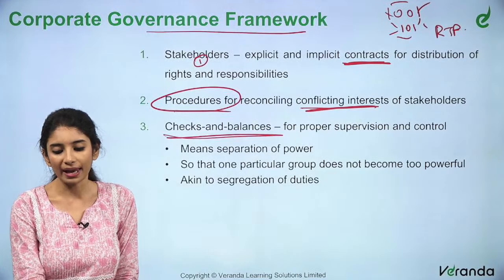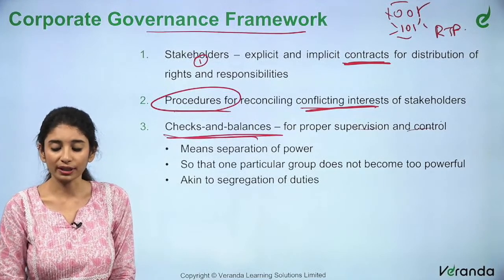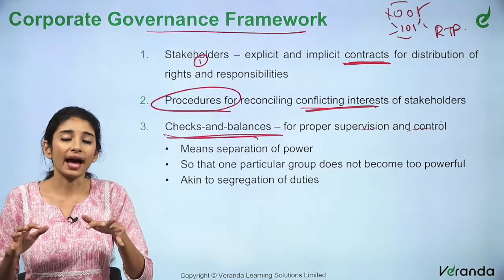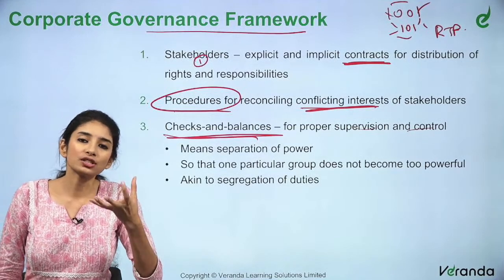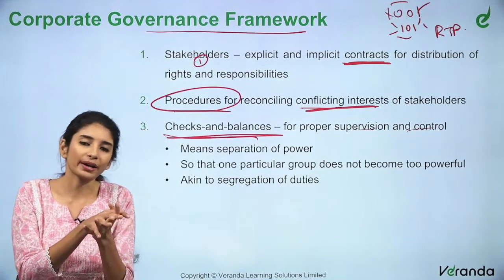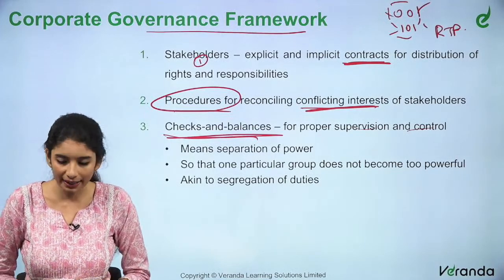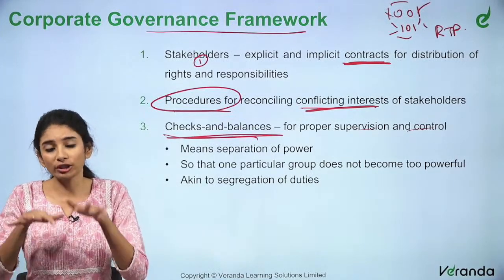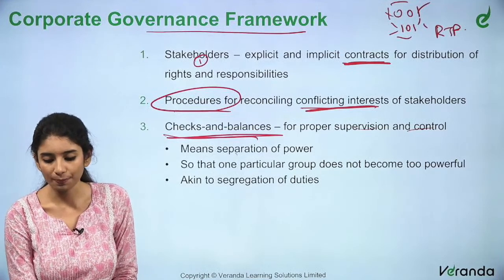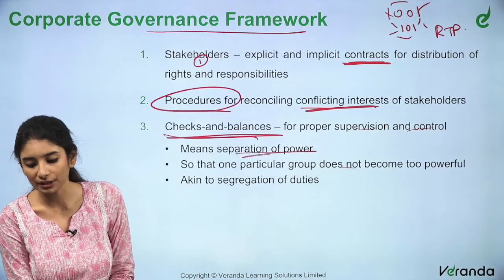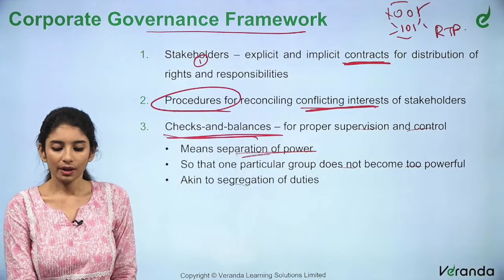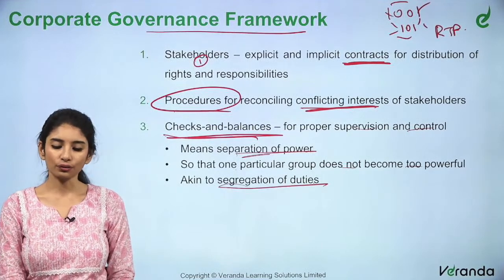Third is checks and balances for proper supervision and control. Checks and balances means that no particular power is concentrated in a particular person's hand. Okay, so you need to have proper checks and balances, separation of power, so that one particular group does not become too powerful. It is almost like segregation of duties.